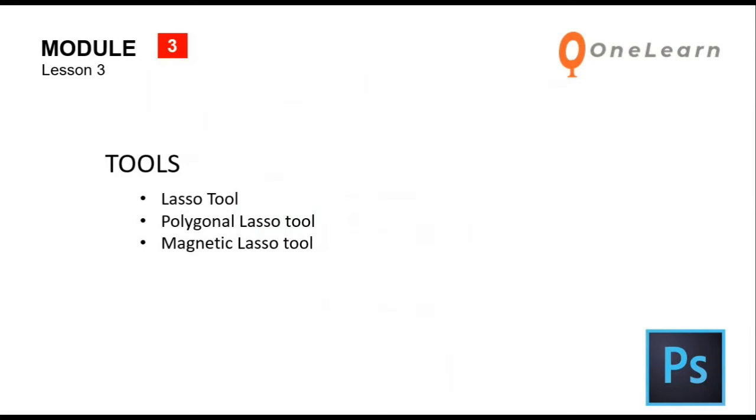In the previous episode, we talked about using the rectangular selection tool, the elliptical selection tool, the single row selection tool, and the single column selection tool. In this video, we are going to talk about the lasso tool, the polygonal lasso tool, and the magnetic lasso tool, and how they work and how we can use them while working on projects in our Adobe Photoshop workspace.